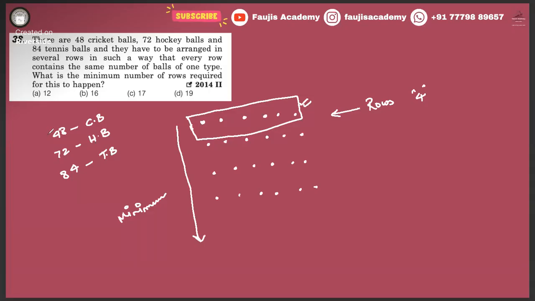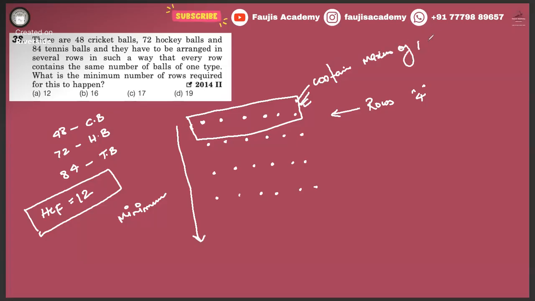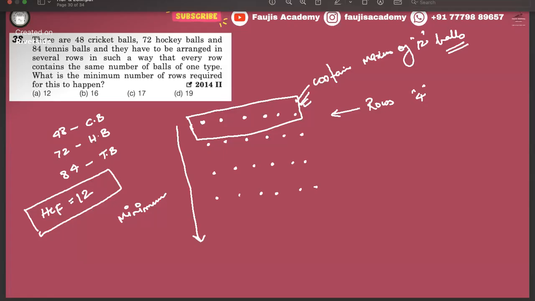So we have to find the HCF for 48, 72 and 84. What is the HCF? 12, sir. You sure? HCF is 12, right? Which means each of these rows will contain a maximum of 12. Is this what we mean? Yes, sir. Now each of the rows should contain 12 balls.